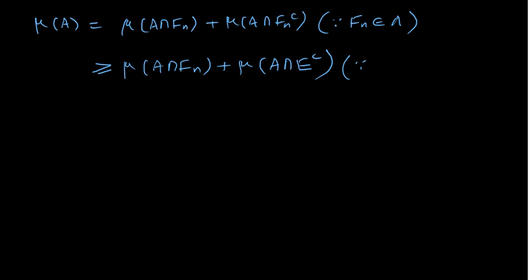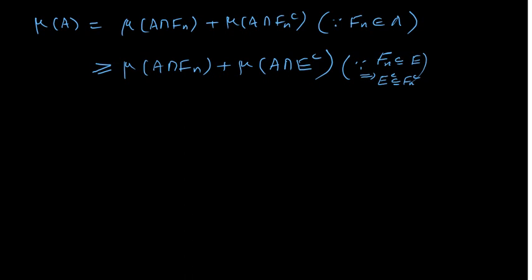Yes, because fn is a subset of E. Fn is the union of n sets, but E is the union of all sets, not only n sets. So if we apply the complement on both sides, this gives E complement is a subset of fn complement. So E complement is a smaller set than fn complement. That's why measure of fn complement will be greater or equal to measure of E complement, by monotone property of mu.